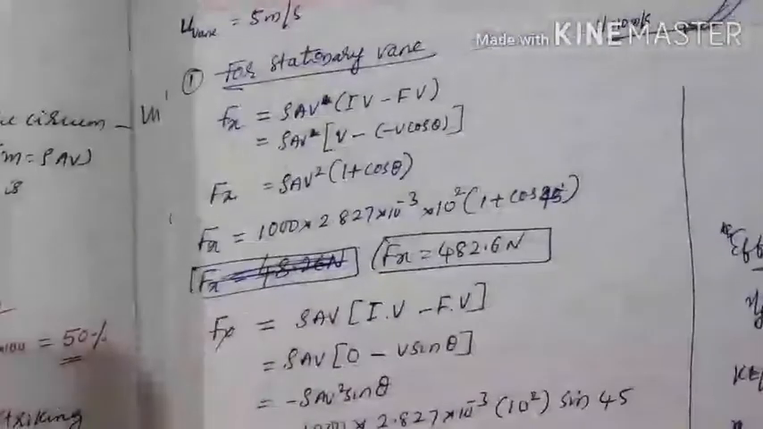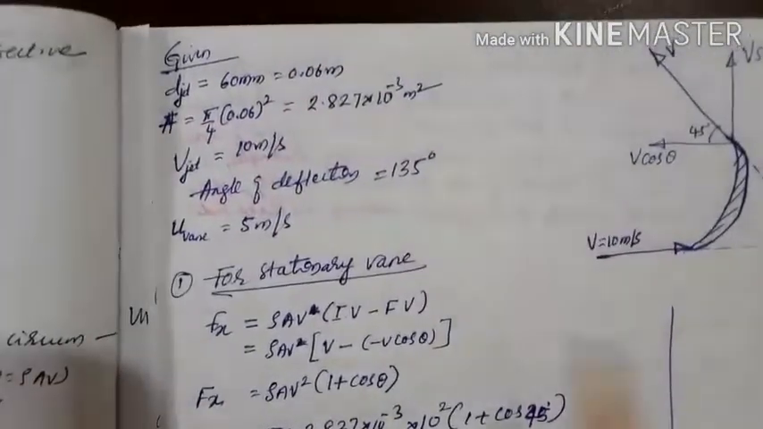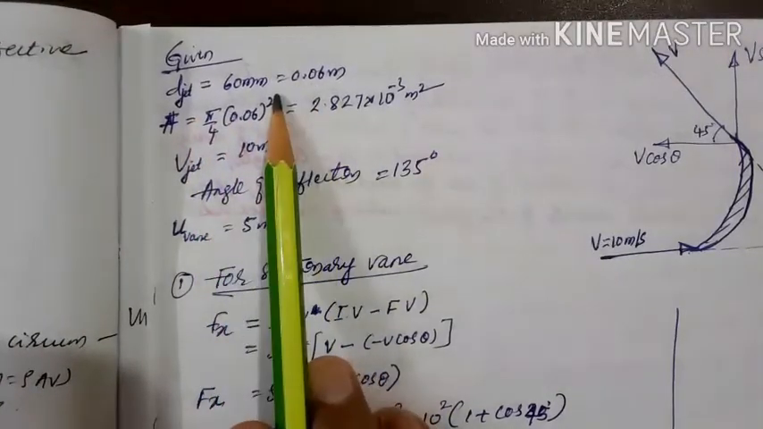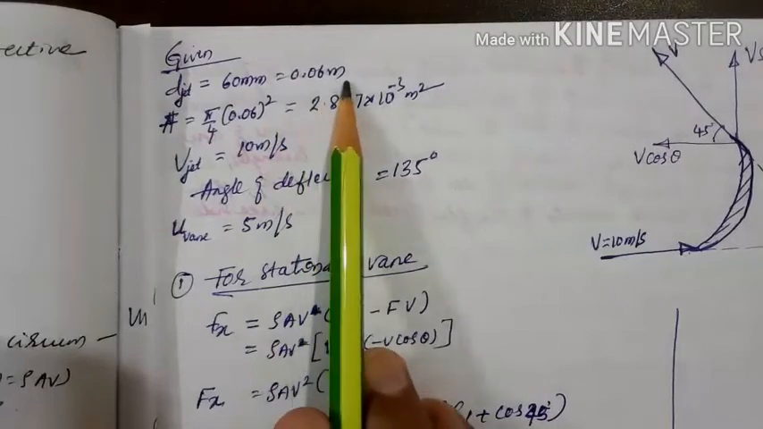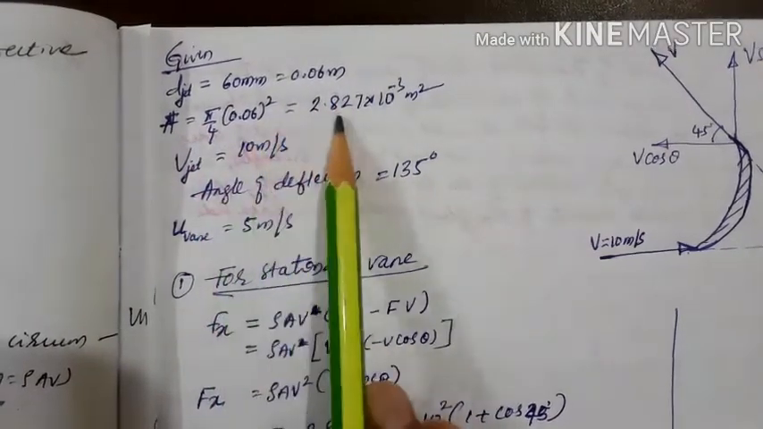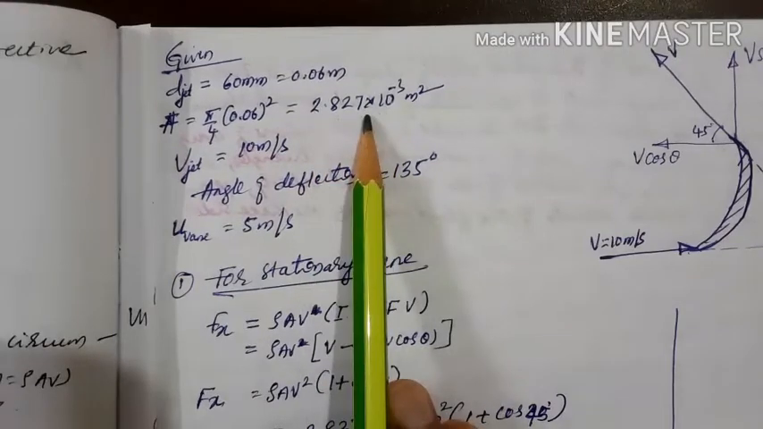So let us write first the given data. The data given here is the diameter of the jet is 60 millimeter, that is 0.06 meter. Calculate the area of the jet, then pi by 4 d square, we get the area of the jet as this much.